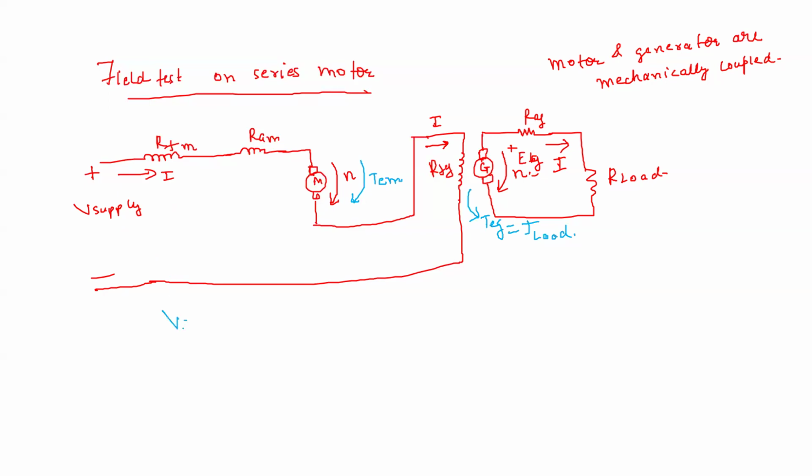Now what is the input? Input is V supply into I. This is the input, and what about the output? Output here is this EG into I.